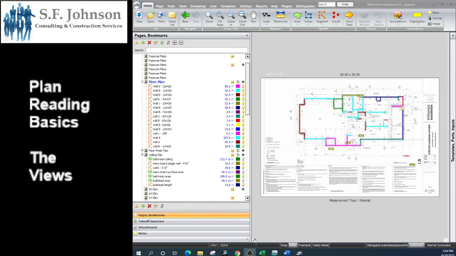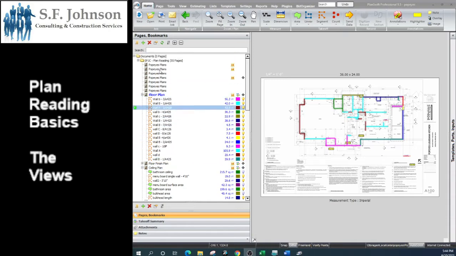So that's what we're here to talk about today in this bonus episode for our basic plan reading class. Now we'll start with the first of the views, which is the plan view. When we talk about the plan view, we'll start with the site plan.